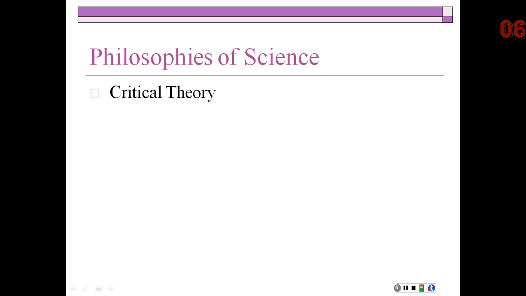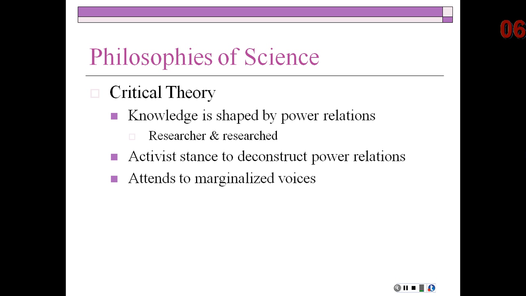Now, critical theory, the philosophy of science of critical theory, goes a little further out, and critical theory is quite a bit further away from positivism in terms of where knowledge comes from. And what critical theory says is that knowledge is shaped by power relations, and that can be power relations between the researcher and the researched.